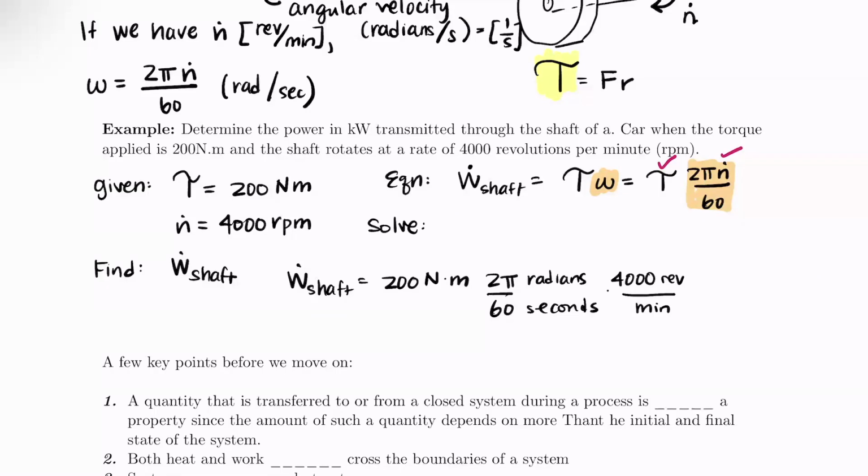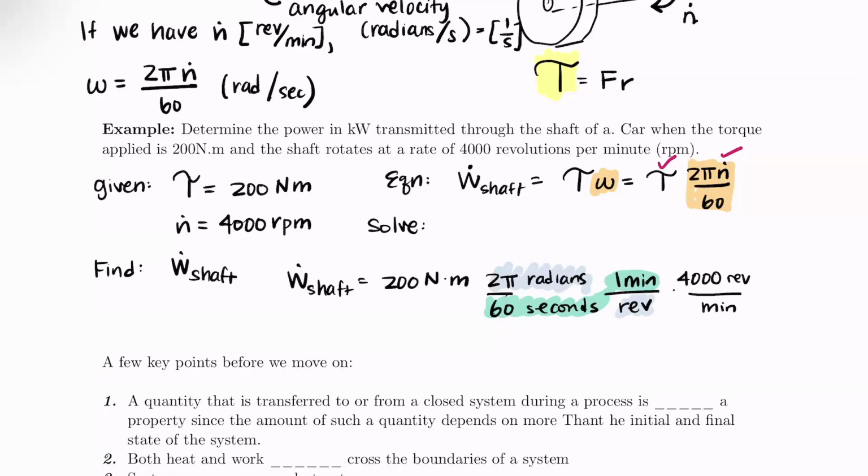Okay, so I should have maybe done this earlier, but the 60 seconds in the denominator comes from the conversion that we have 60 seconds in a minute. All right, and then the 2 pi radians arises because we have 2 pi radians in 1 revolution. Okay. Does that make sense? Hopefully.